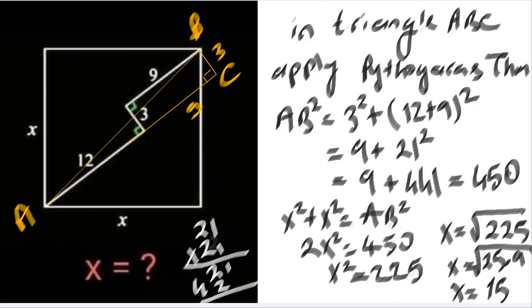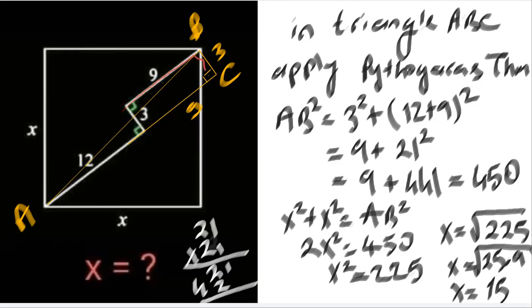Also area. Is area? No, there is no area. So let's see what we can do. This is a tricky question. So we need to draw this line AB, the diagonal of square. And also we need to form this right triangle. Then the question becomes quite easier.